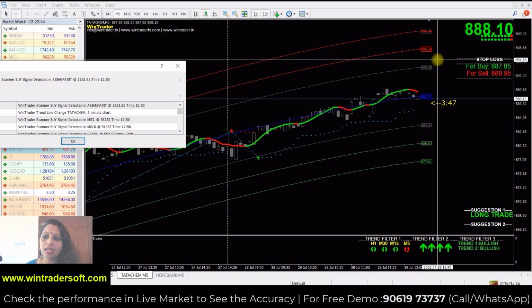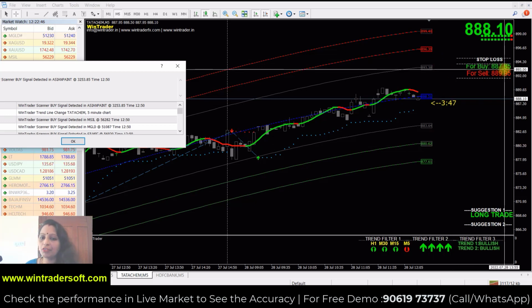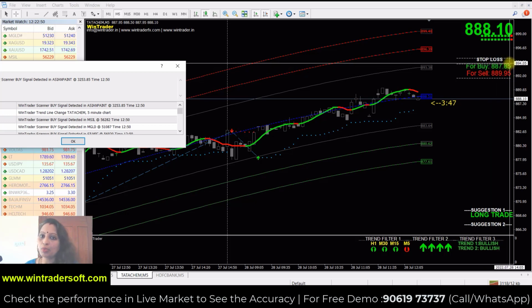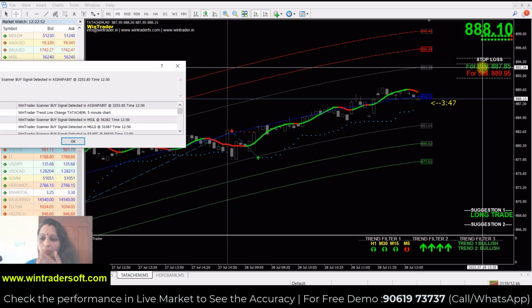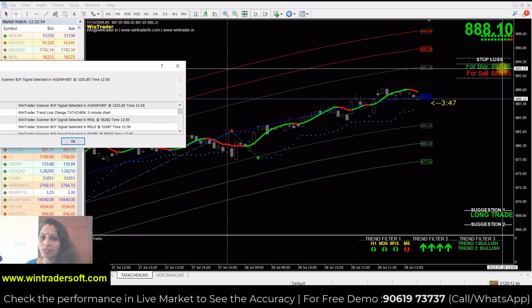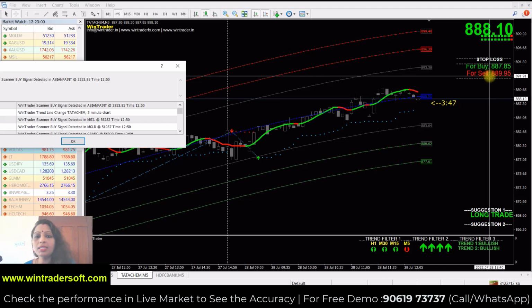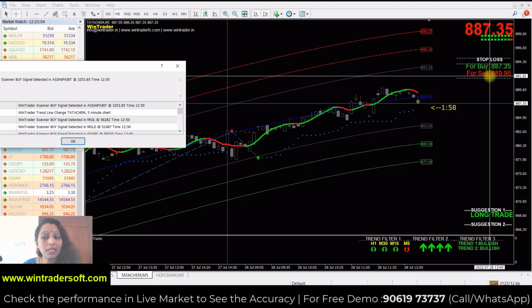So you can follow these targets, and the stop loss will be displayed here. If you are following a buy call, then you can follow the stop loss for buy, under for buy. And if you are following a sell call, then follow the sell stop loss. Sorry, it is not a target, it is the sell stop loss.